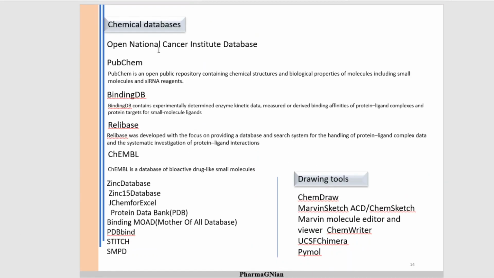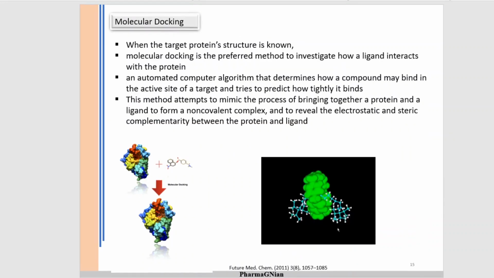These are the chemical databases: PubChem, BindingDB, Relibase, ChEMBL, the ZINC database. You should know all these databases. And these are the drawing tools: ChemDraw, Marvin Sketch. These are the drawing tools for drawing the structures and generating the structure into 3D conformation and so on.